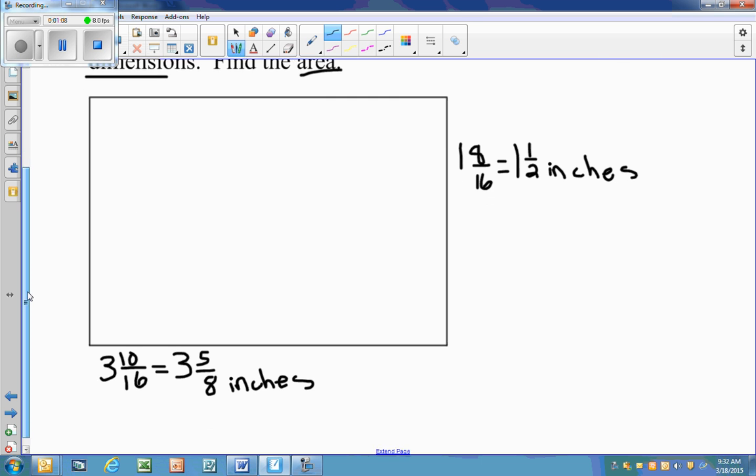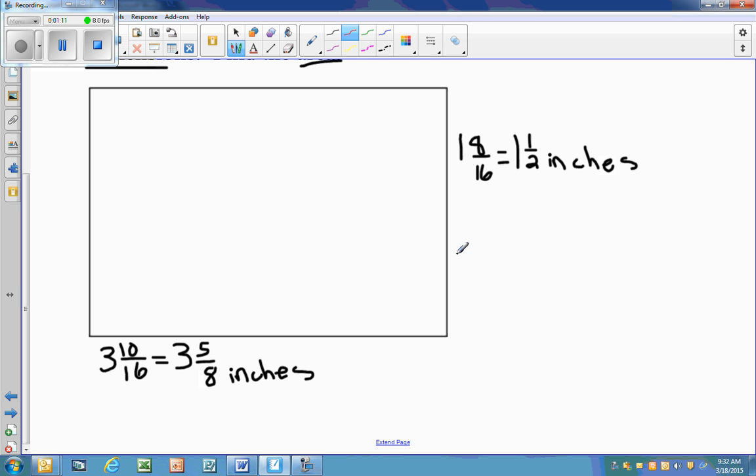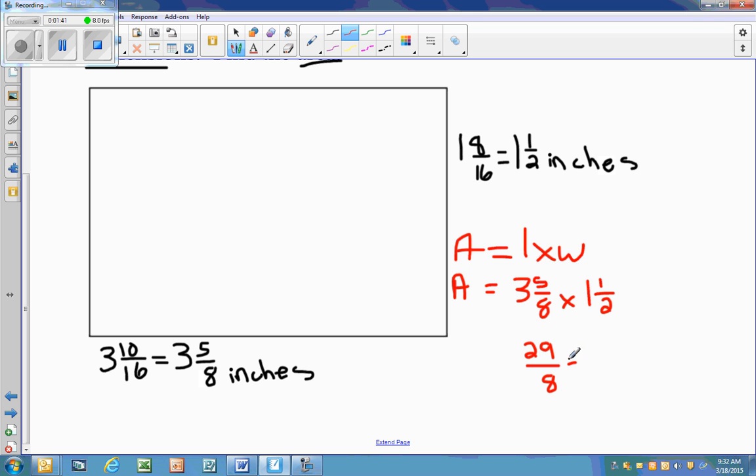In order to find the area, I know that area equals length times width. So area equals 3 and 5/8 times 1 and 1/2. The next thing that I need to do is turn these into improper fractions. So 8 times 3 is 24. 24 plus 5 is 29, and I end up with 29/8. Then I do 1 times 2 is 2 plus 1 is 3, and I have 3/2.